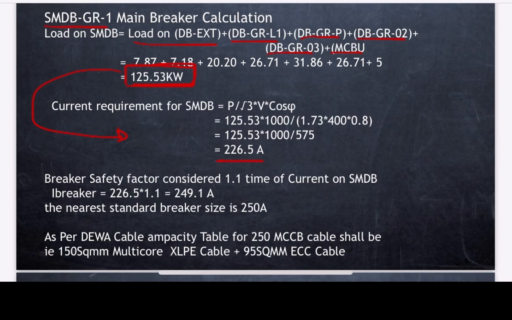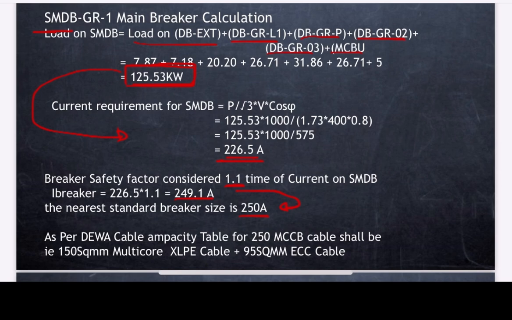After putting all the numerical values, we get the current demand on the SMDB GR1 as 226.5 ampere. Again I choose 1.1 as a breaker safety factor. We multiply 226.5 with 1.1 and get a value of 249.1 ampere. The next available standard rating for MCCB is 250 ampere. So I selected a breaker rating for SMDB GR1 of 250 ampere.